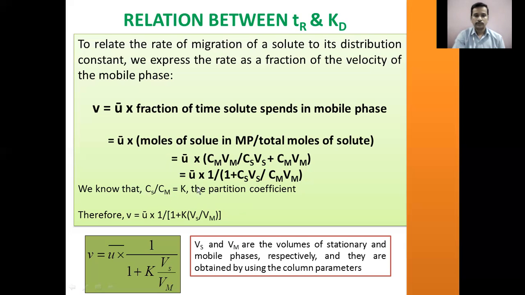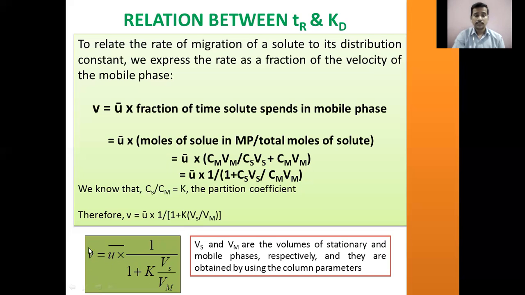So if you substitute this value here, K is equal to Cs divided by Cm. In place of Cs divided by Cm, if you put K, you will end up with V equal to U bar into 1 over 1 plus K into Vs divided by Vm, where K is the distribution ratio or partition coefficient. So the final equation we get is V equal to U bar into 1 over 1 plus K into Vs by Vm.